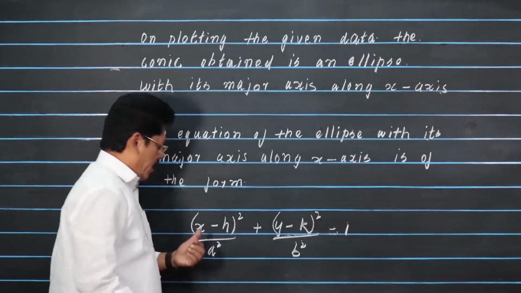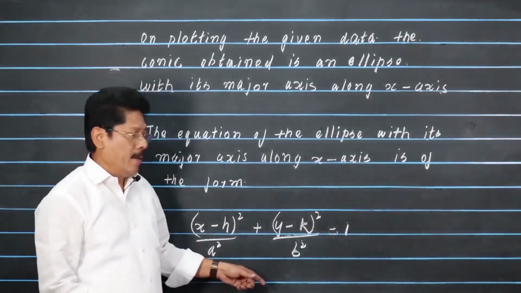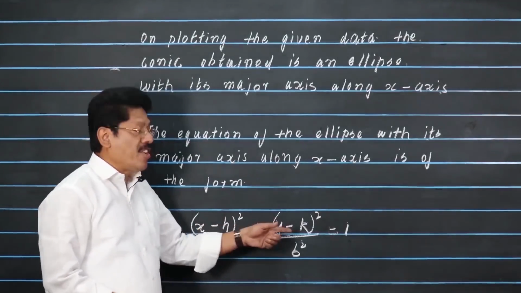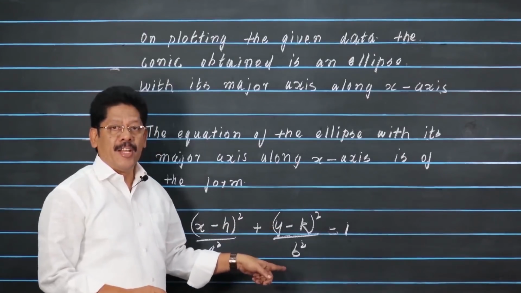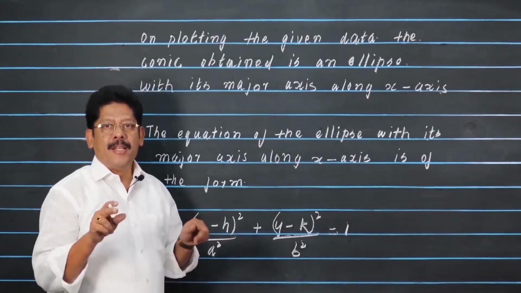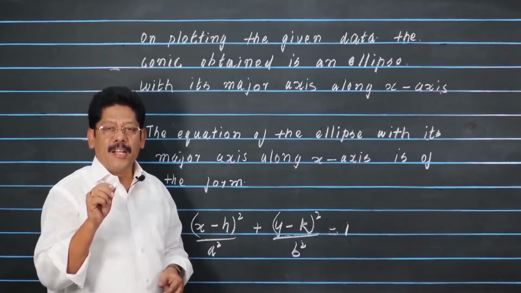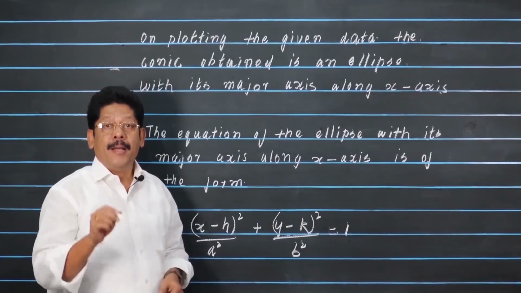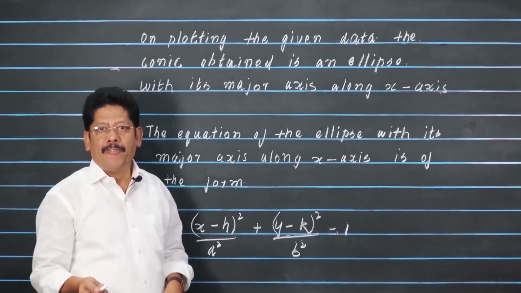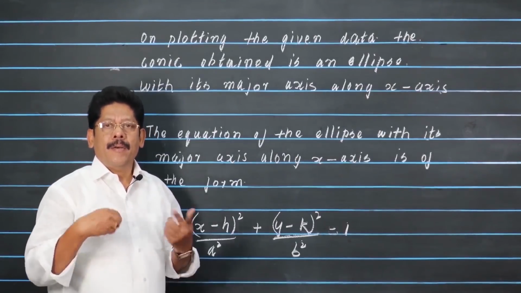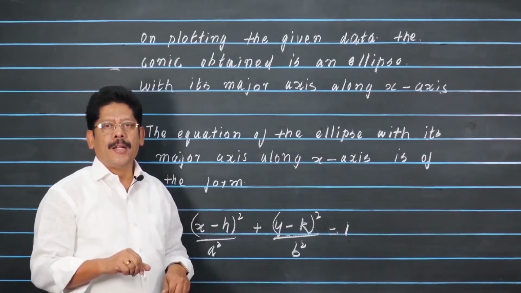We know the value of a square and b square, but the value of h and k has to be established. In order to find h and k, which represent the center of the ellipse: the center of the ellipse is nothing but the midpoint of the foci or the midpoint of the vertices. We will choose to our convenience.